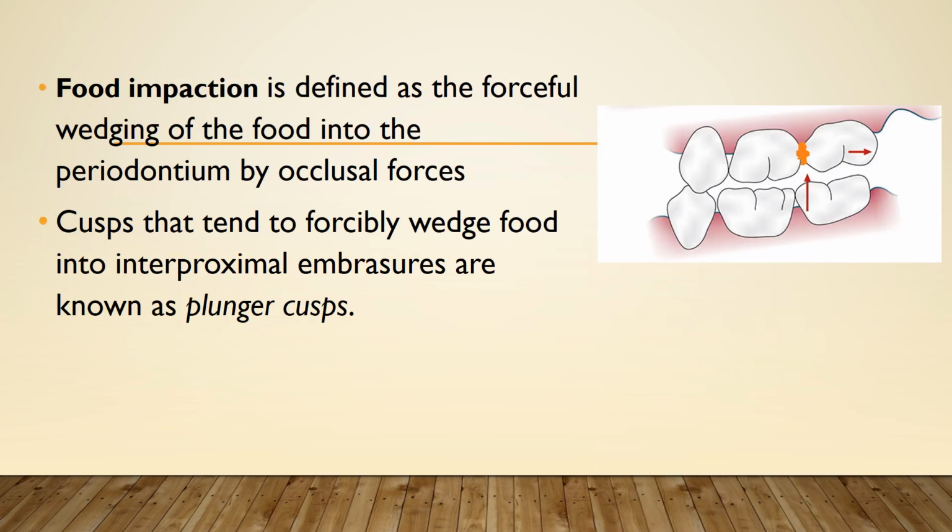What is food impaction? Food impaction is the forceful wedging of food into the periodontium by occlusal forces. The cusps that tend to forcibly wedge food into the interproximal embrasures are known as plunger cusps. You can see that here the mesiobuccal cusp of the lower second molar is acting as a wedge to keep the food inside this space. So this leads to food impaction, inflammation and pocket formation.